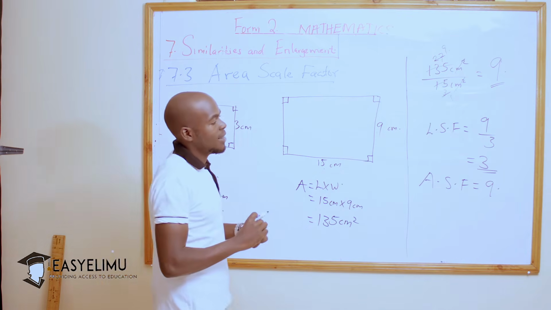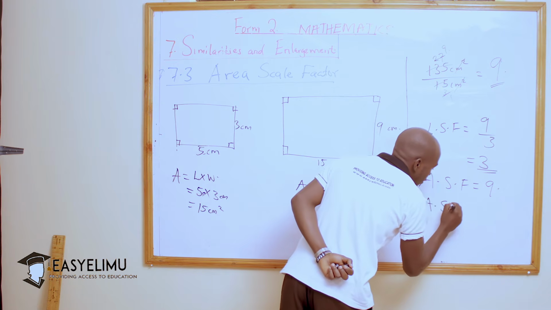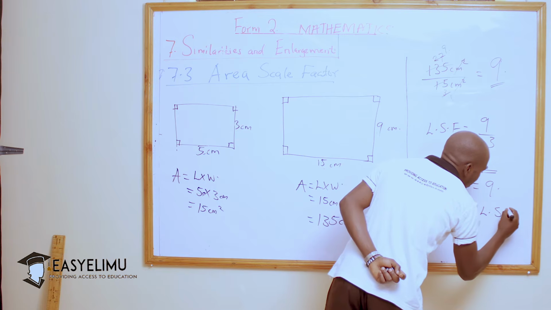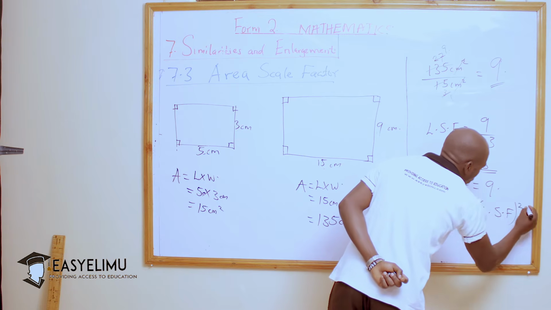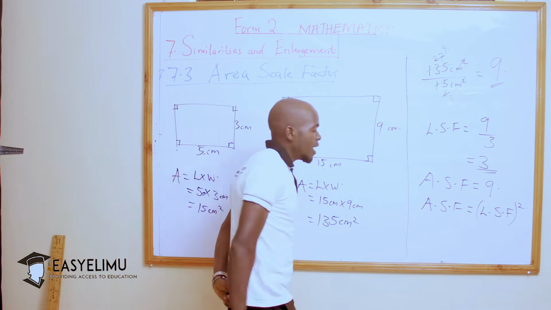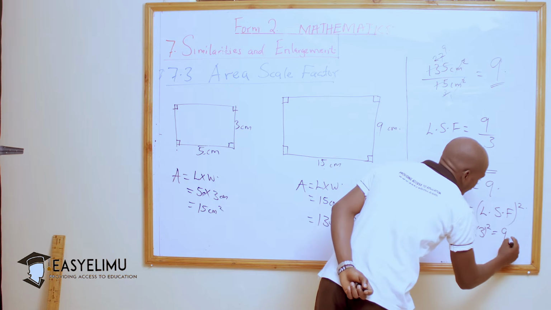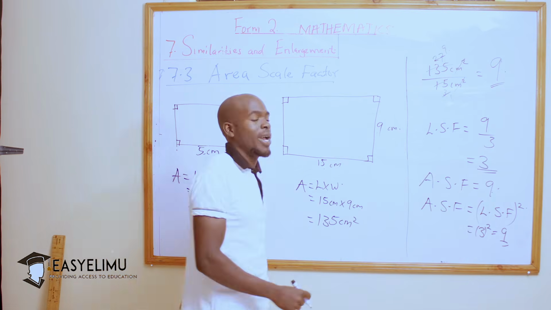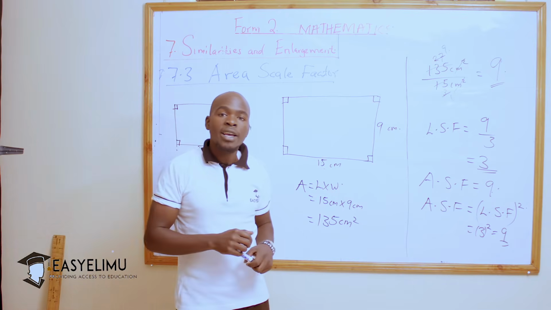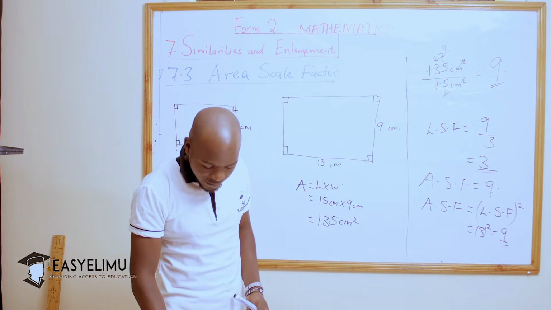That implies that to find area scale factor is the same as taking linear scale factor and squaring it, since 9 is the square of 3. If we do 3 squared, we have 9, and that is our area scale factor. So finding area scale factor is the same as taking linear scale factor squared. We shall view one example here.